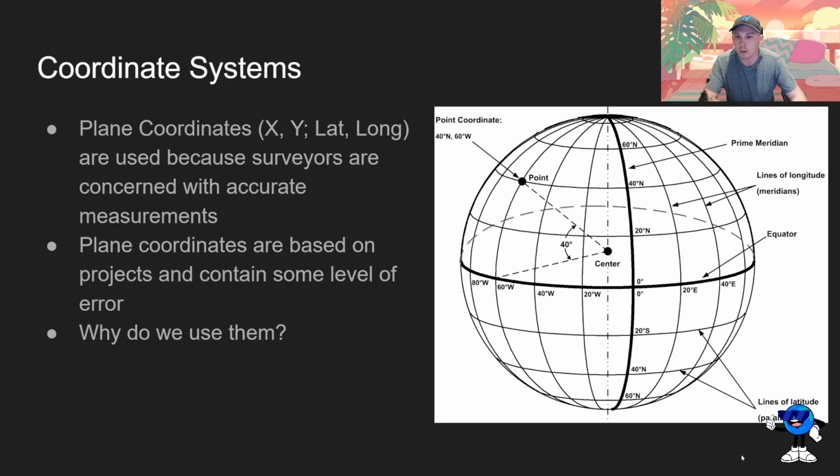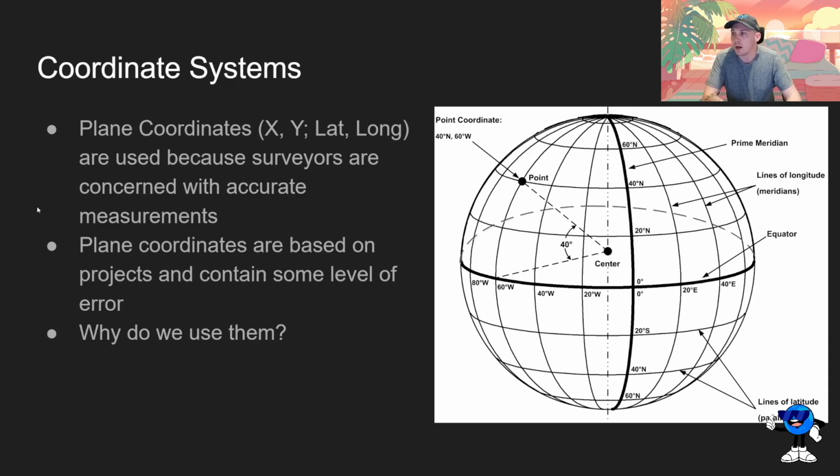So now let's move on to coordinate systems. There are plane coordinates, which are X and Y or lat and long, depending on your projection system, which I will talk a little bit more about later. Plane coordinates are used because surveyors are concerned with accurate measurements. Plane coordinates are also based on projections and contain some level of error, which brings up the question of why do we use them if they're inaccurate?